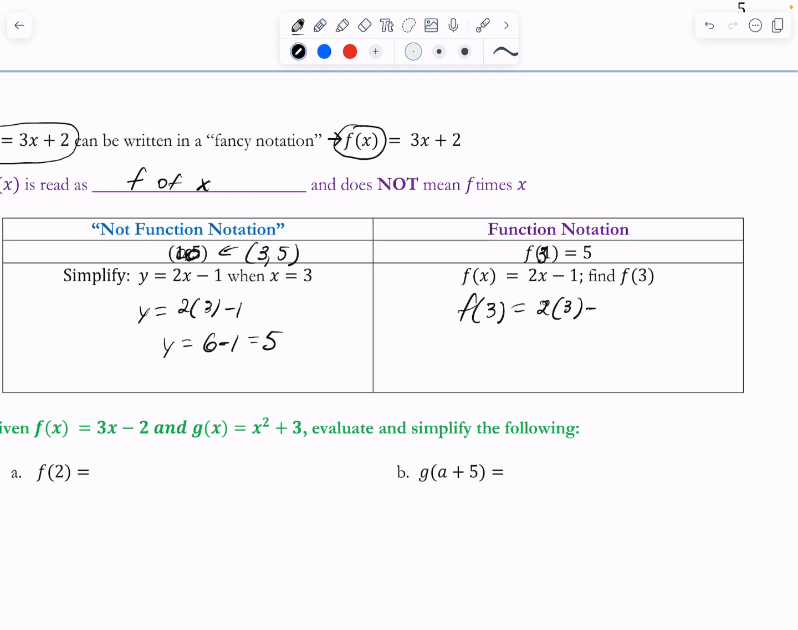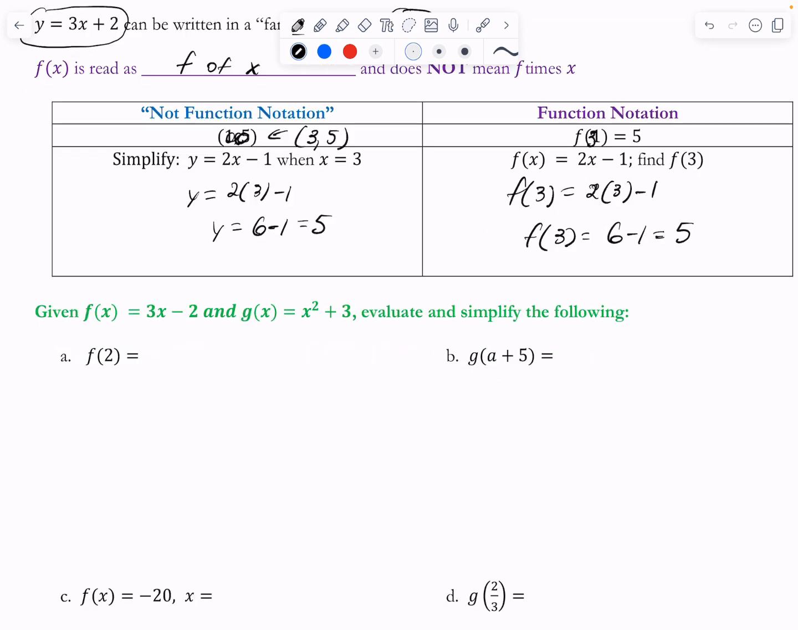So it's 2 times 3 minus 1. This is the fancier way of writing f of 3 equals 6 minus 1 equals 5. So you'll notice it's very similar. It's just different how we write the notation. One is f of 3 equals 5, that's function notation. And the other is just an ordered pair, (3, 5).